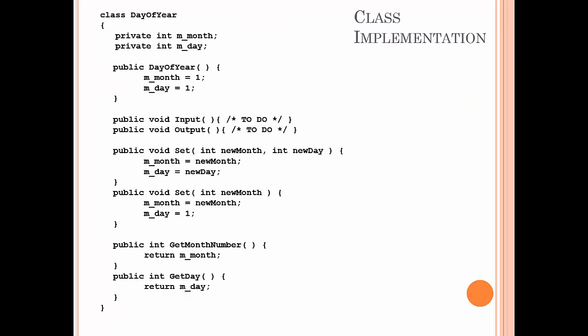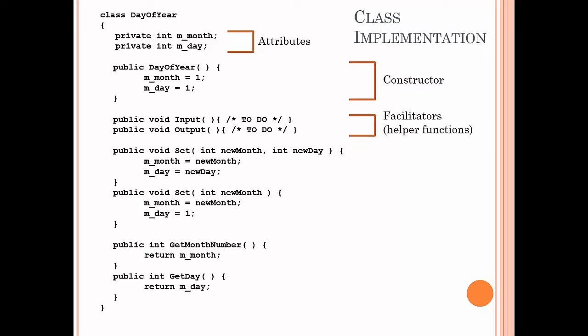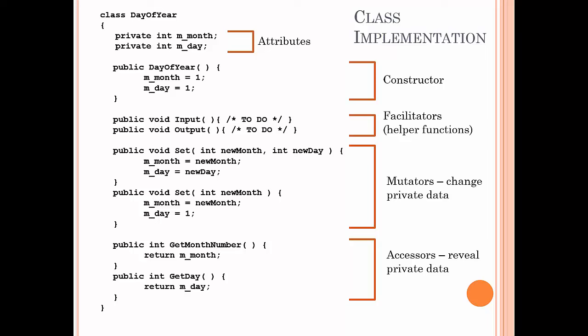Here we have a mostly complete day of year class with two attributes, a day and a month, a single constructor, two facilitators, input and output, two mutators, one that sets the month and day and one that only sets the month, and two accessors, one that returns the month as a number and one that returns the day. Let's take a look at these a little closer.